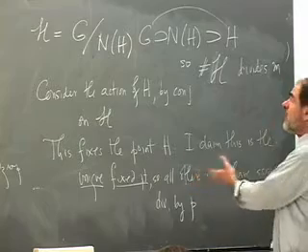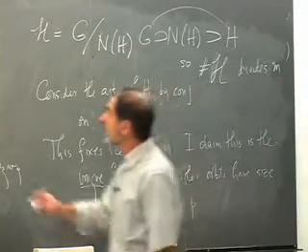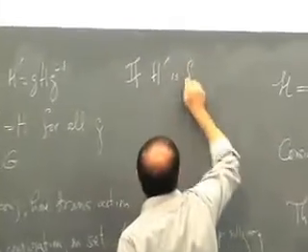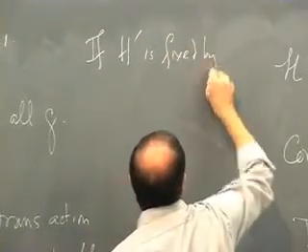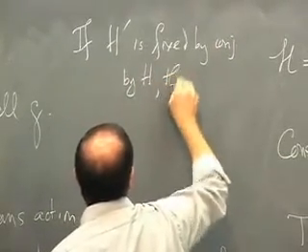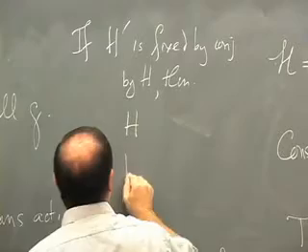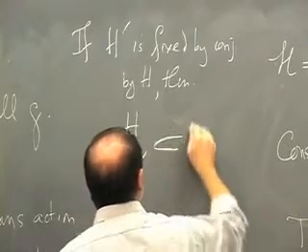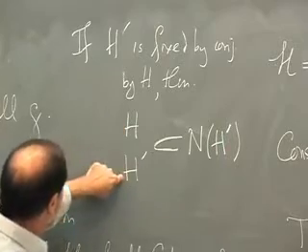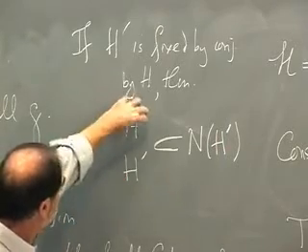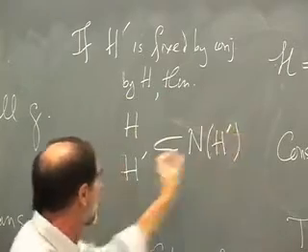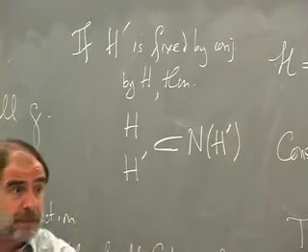Well, suppose there was another fixed point. That would say if h prime is fixed by conjugation by h, then both h and h prime are contained in the normalizer of h prime. Because to say that h fixes h prime under conjugation means that whatever this is, it's a subgroup of the normalizer of h prime, which is exactly what fixes h prime when you conjugate by g.